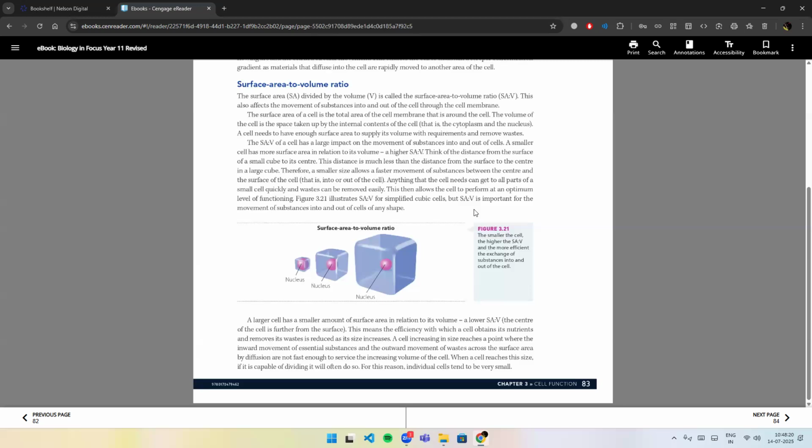When a cell reaches this size, if it is capable of dividing, it will often do so. For this reason, the individual cells tend to be very small.